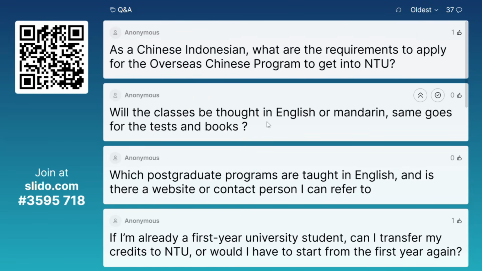So as a Chinese Indonesian, what are the requirements to apply for the overseas Chinese top program to get into NTU? The language requirements and the major-specific documents you will find on the website for the majors that you want. And there is a test on our website that can check if you are fit to be an overseas Chinese or international student. So be sure to check your status first.